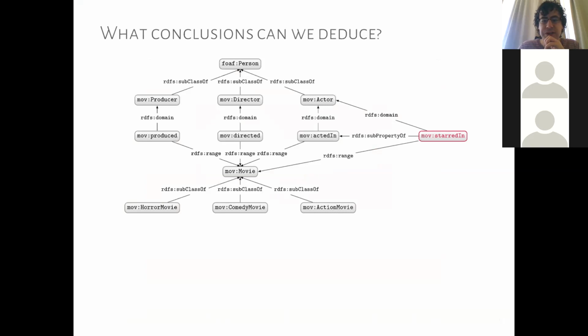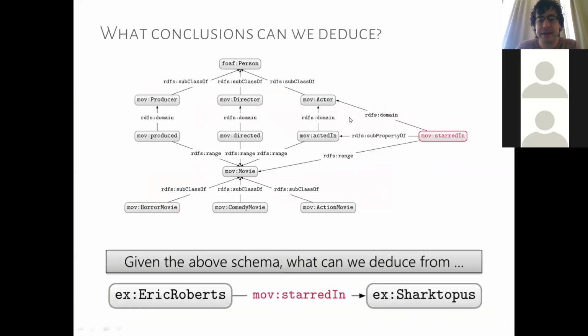So what conclusions can we deduce? We have our schema of movies here. Let's take a triple: Eric Roberts starred in Sharktopus. From this triple, what could we start to infer based on these definitions here? We see starred in, and hopefully we've highlighted here the property. We can start to deduce quite a lot of information actually.